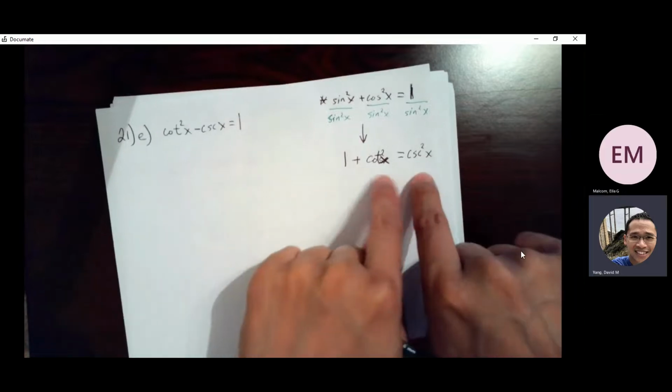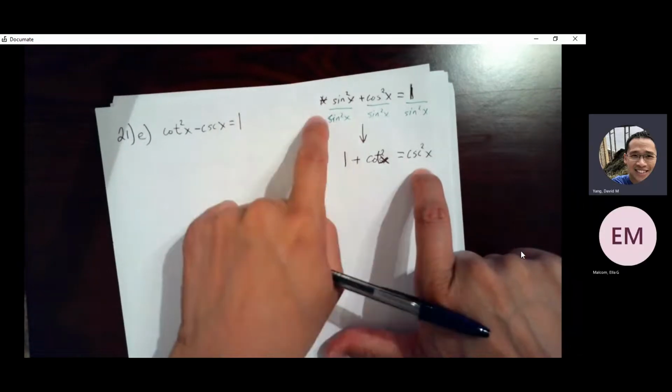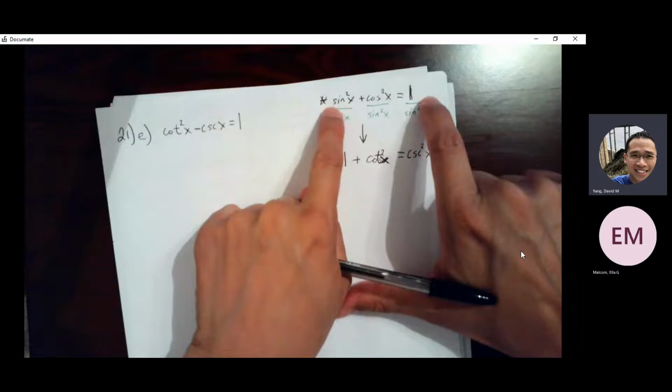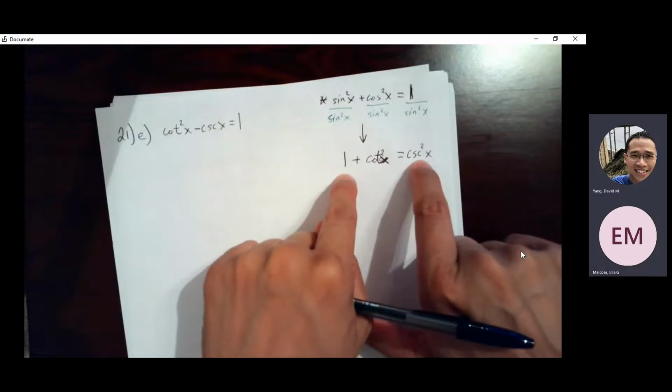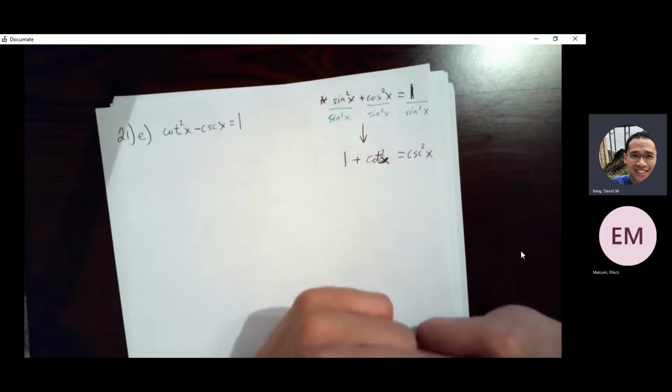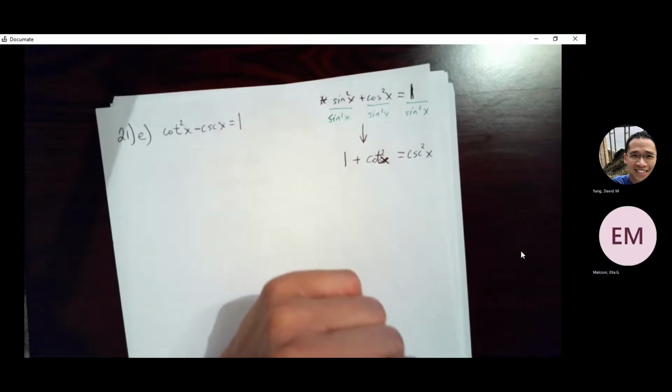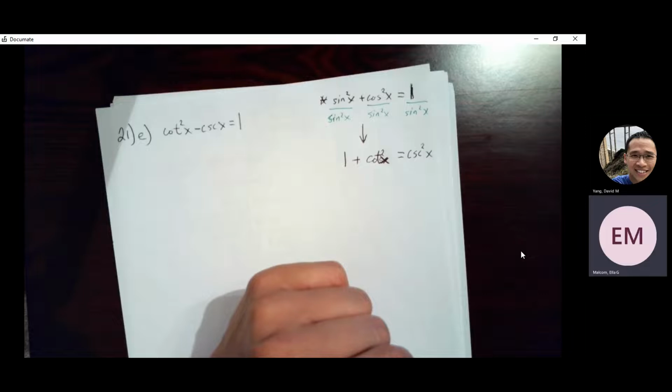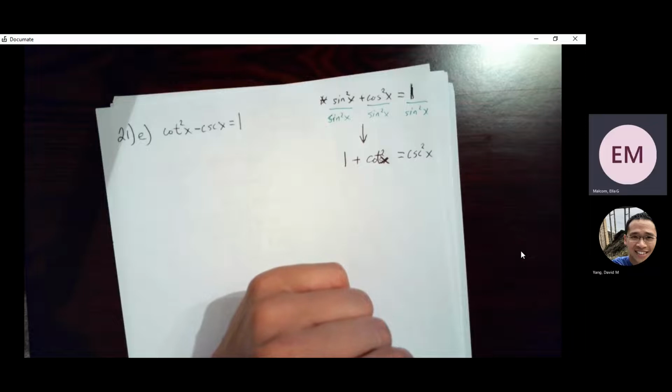So this is a trig identity that I created out of something we already know. So 1 plus cotangent squared x equals cosecant squared x. You see something that we can substitute. We can substitute for the 1. We can make it cosecant squared x minus cotangent.